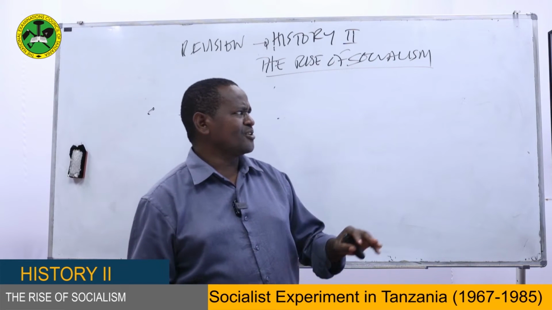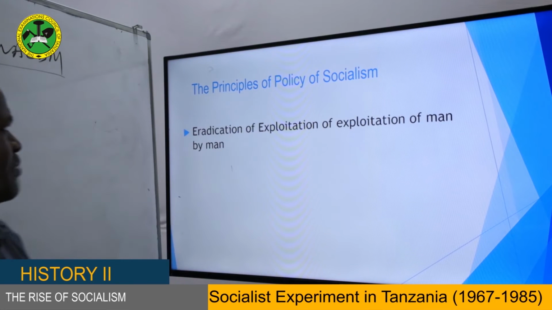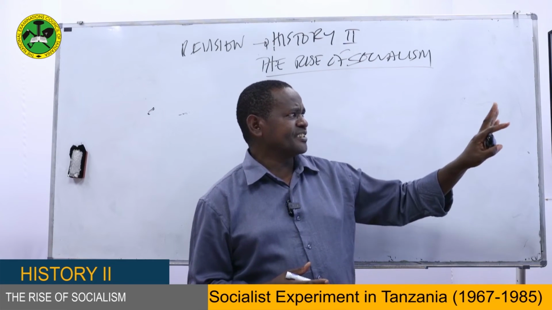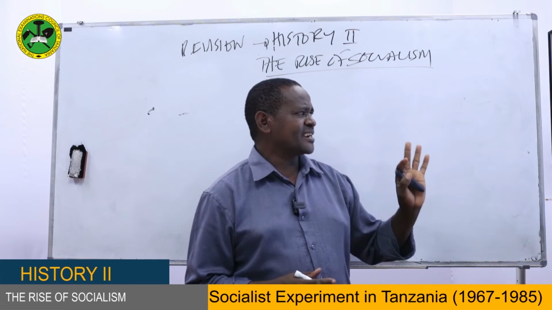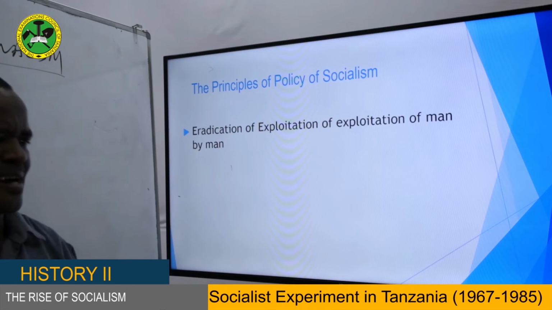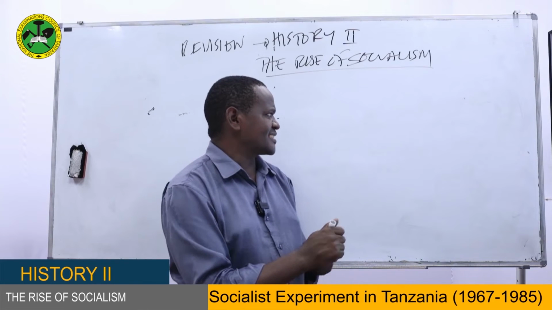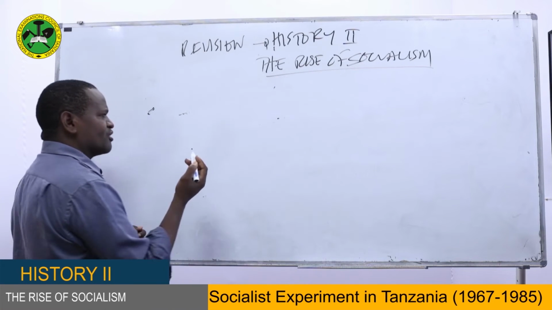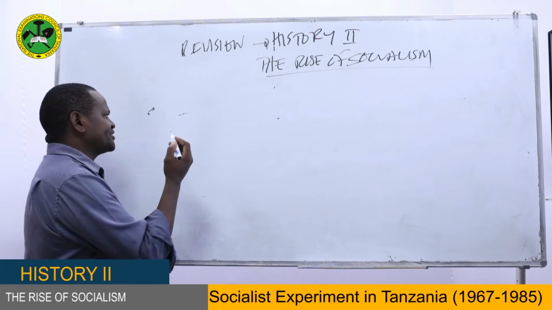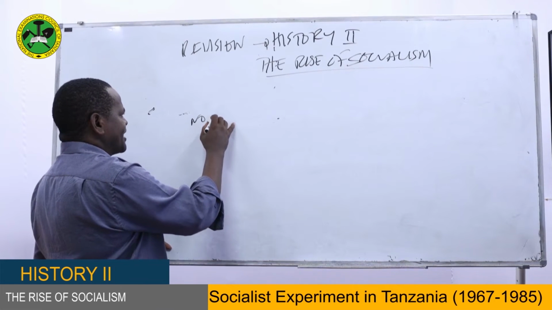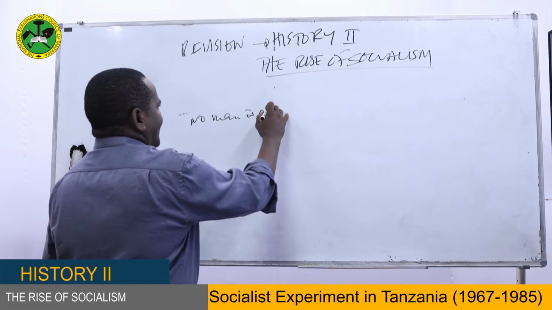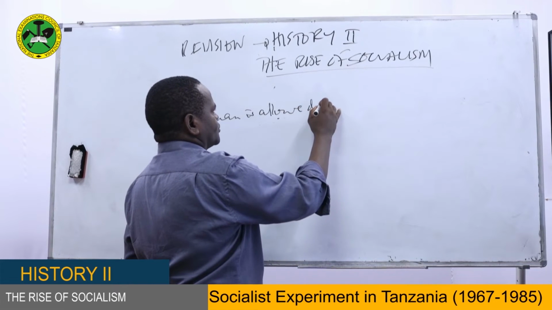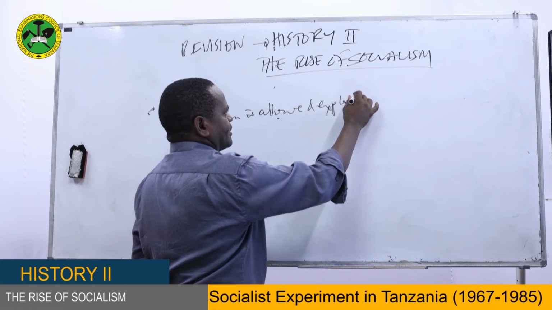My dear students, let's now look at what the principles of the policy of socialism are. Of course, the first principle of the policy of socialism is to eradicate exploitation of man by man. Under socialism, they believe that there is no exploitation of man by man. No man is allowed to exploit another.